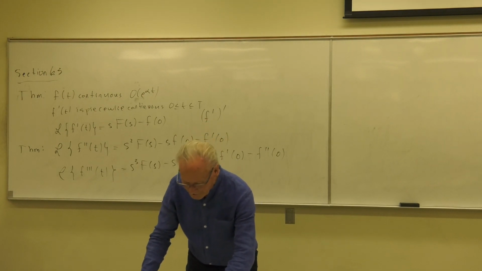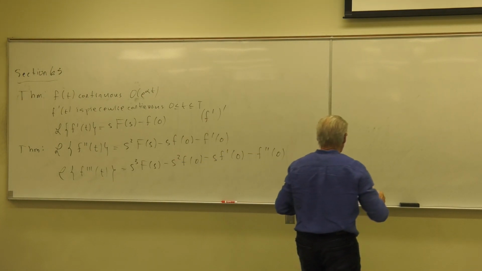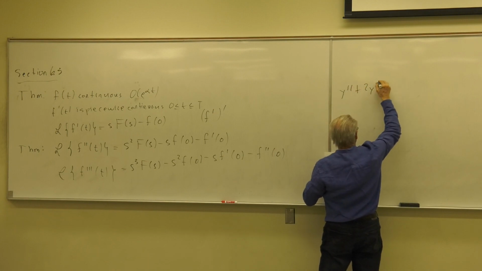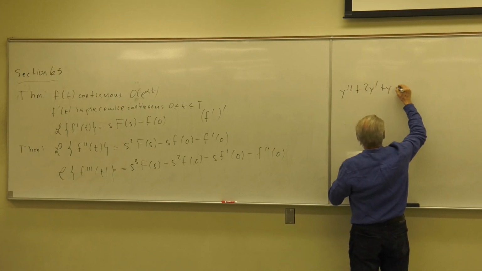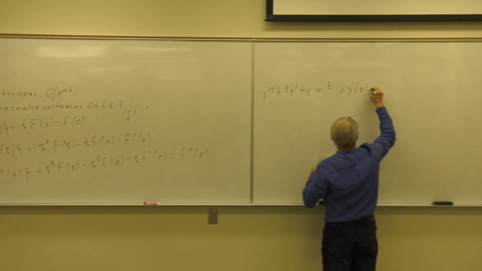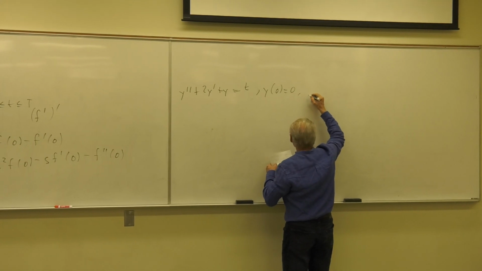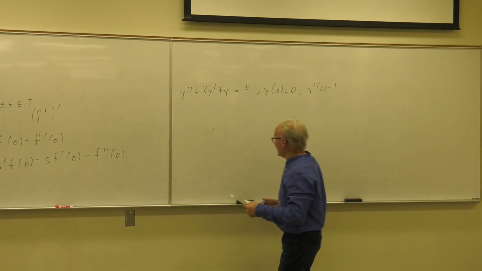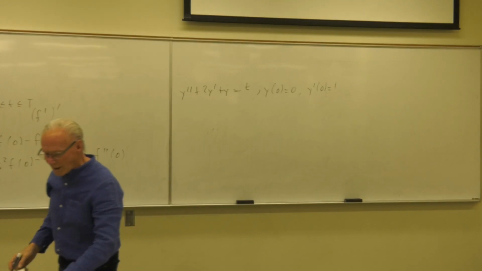Here's the first one: y double prime plus 2y prime plus y is equal to t. Actually, I'm not going to solve a differential equation, I'm going to solve an initial value problem, that one. And I'll tell you why after.